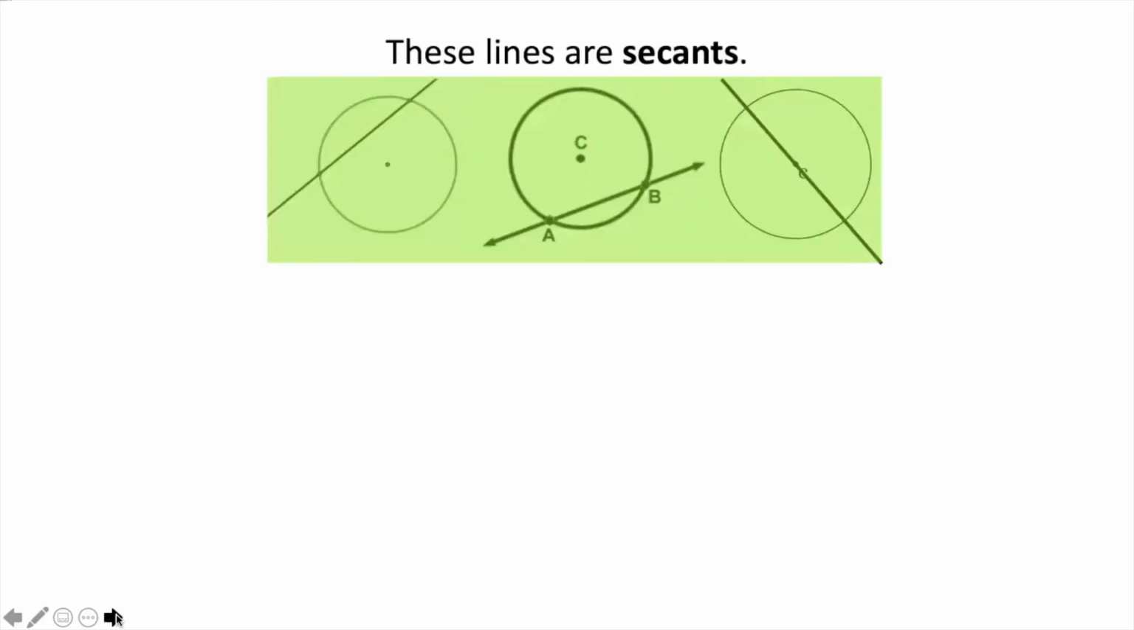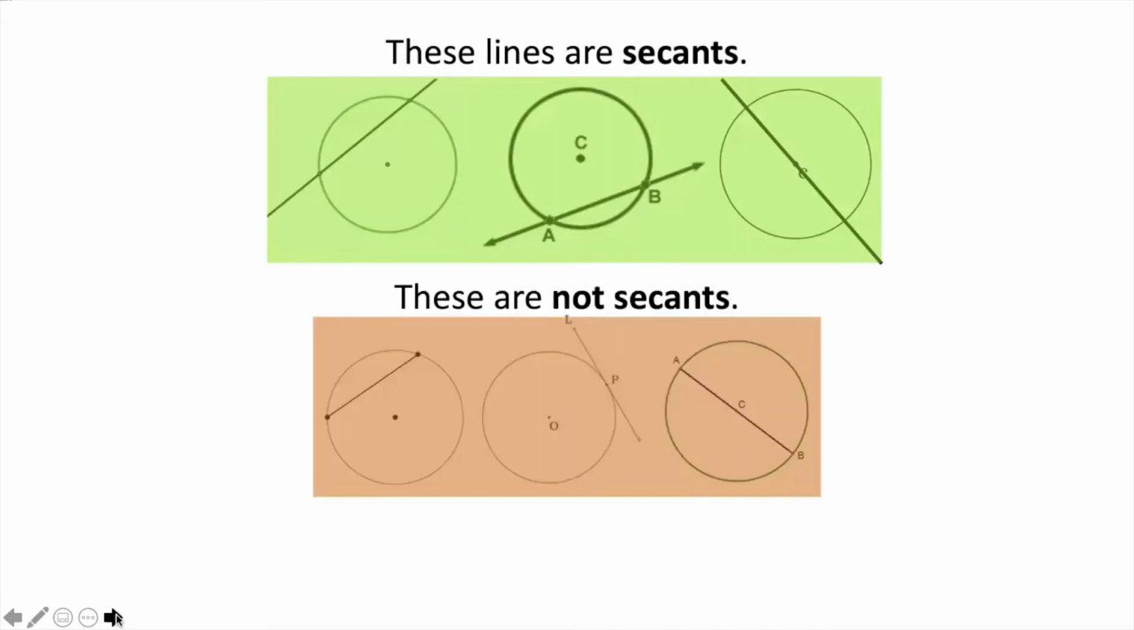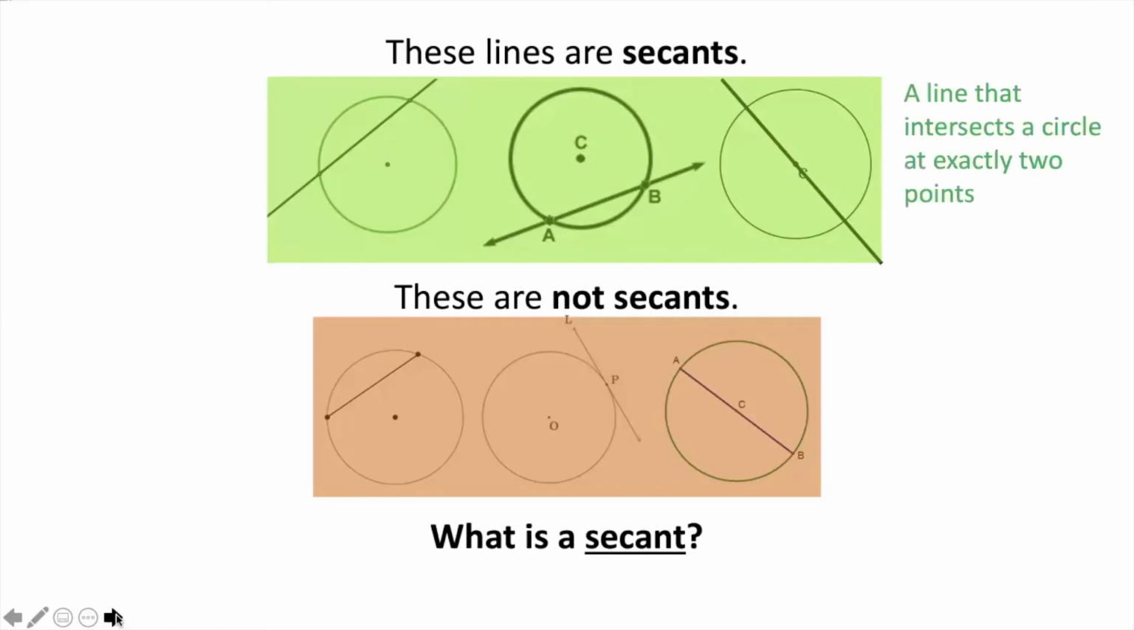Before we learn about the next type of angle that is outside a circle, we're going to define some more words. So on the screen, you are looking at 3 examples of a secant line and 3 examples of lines that are not secants. So using these pictures, write your own definition of what is a secant. A formal definition of a secant line is a line that intersects a circle at exactly 2 points. So a secant line is similar to a chord, except that the line extends beyond the circle.